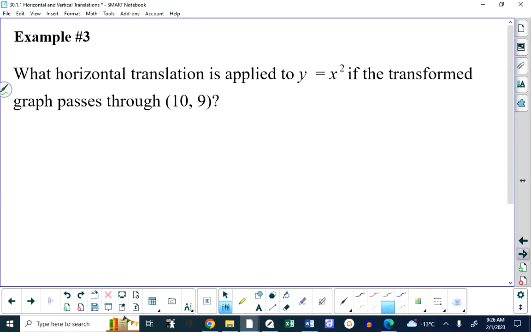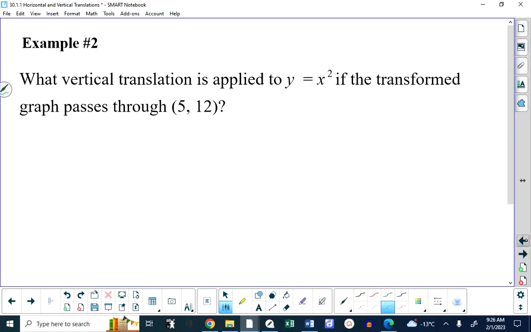Number 2, now we're delving into some of these questions you saw in the quiz and some of the questions we have been working on could be on exams and diploma exams, but you're not going to get a whole boatload of those questions on an exam. And you might get just one or two, just a little sprinkle of them, and then some more complicated things. This is a good exam question. What vertical translation is applied to y equals x squared if the transformed graph passes through 5, 12?